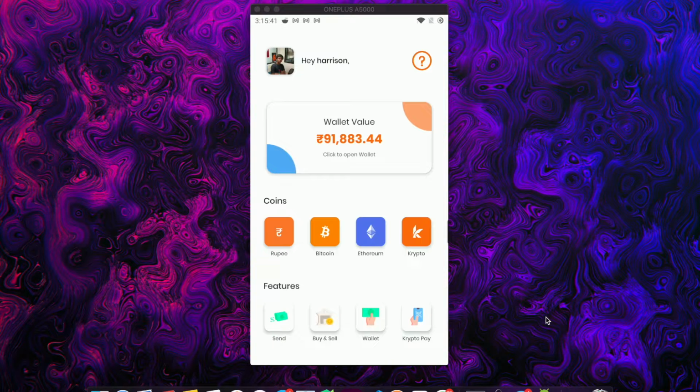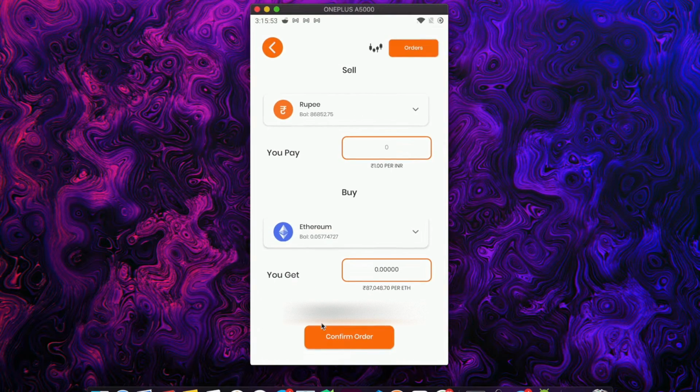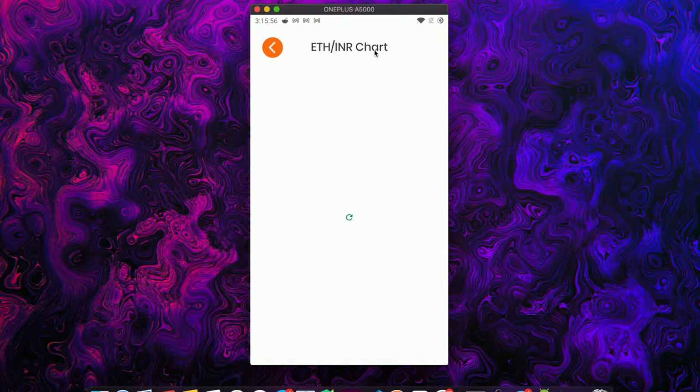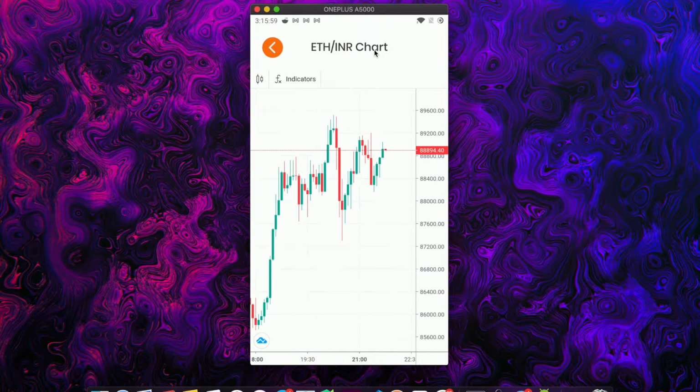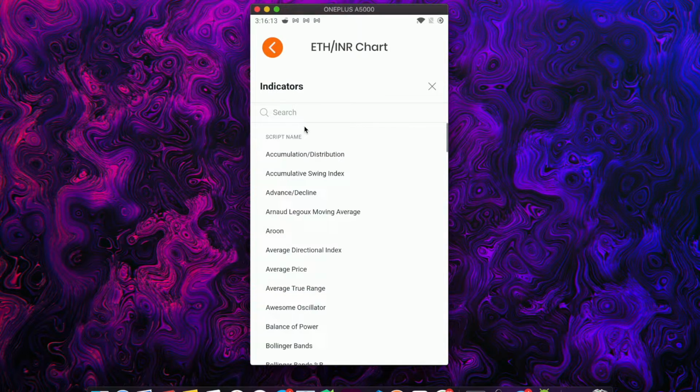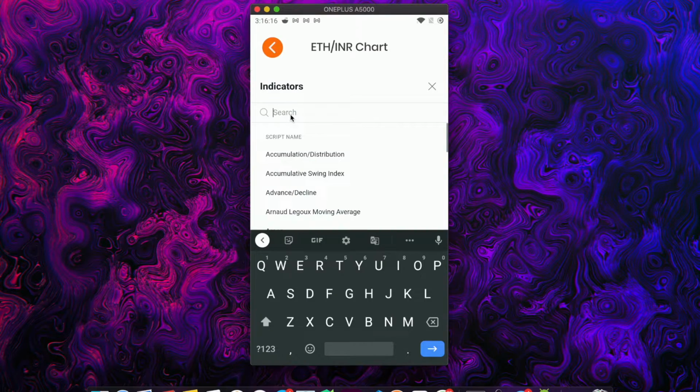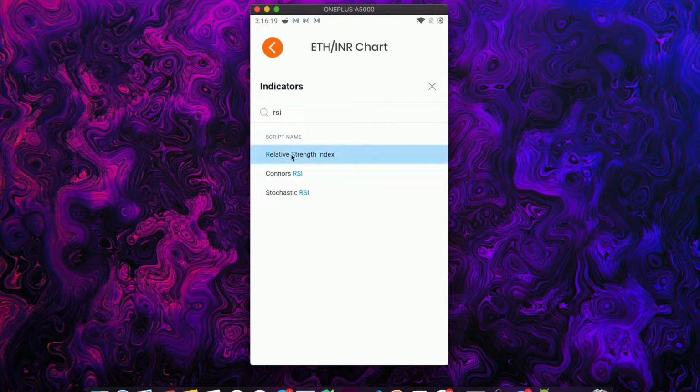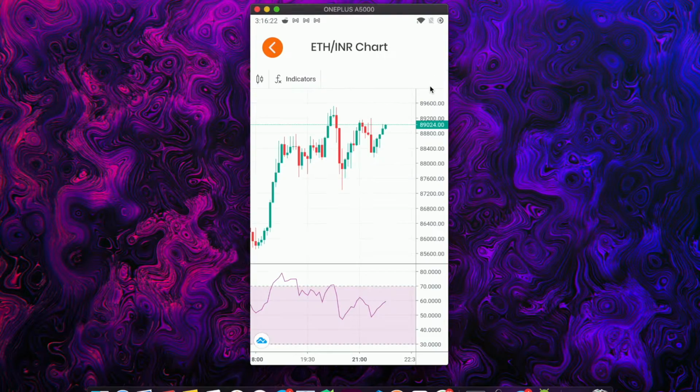Before we learn how to implement and calculate the RSI, let's take a little bit of time in understanding how RSI can be beneficial and help you make the best trades of your life. So let's get inside the exchange and go inside the charts. Right over here, we have a real-time chart of Ethereum to Indian rupees. We have the indicators inside Krypto, and all you have to do is go inside this indicator and you should have a list of indicators supported by Krypto. Now let's go to RSI, which is right over here.